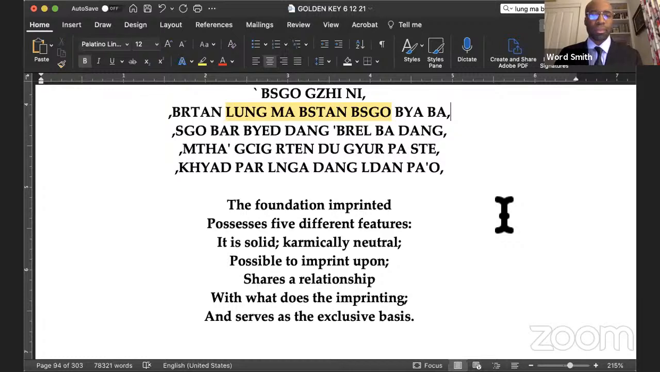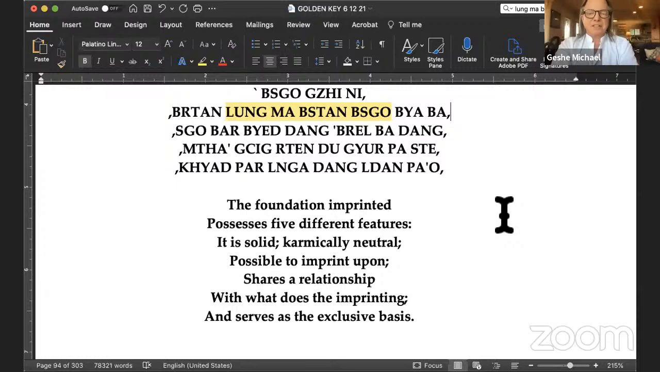Okay, cool. Yeah, this verse is describing the necessary characteristics for the refrigerator, okay? First of all, it's solid. It also has to be solid over time, right? Like if it doesn't continue on from past to present to future, you can't plant seeds there. So it has to be solid in some way. It has to be karmically neutral. If the foundation consciousness is already a good deed or a bad deed, it's not going to take different kinds of seeds. It's going to infect them.